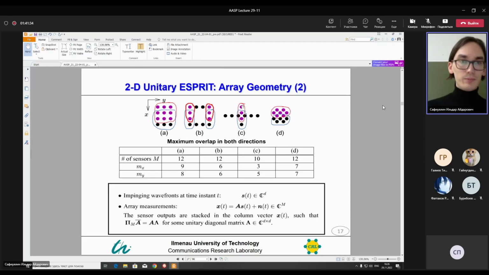Here we choose only this vertical line of arrays, and here, as I understand, we will have only 2 overlapping sensors in this case. So here, for example, we have 6 overlapping. Here we have 4 overlapping. Here we have 2 overlapping elements. And here also only 2 overlapping elements.